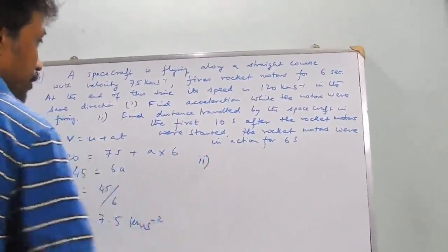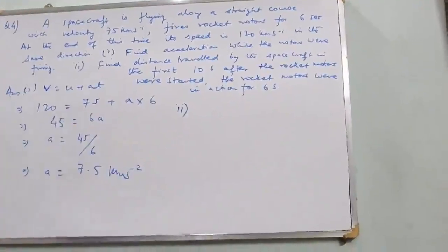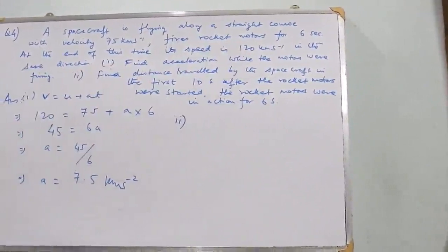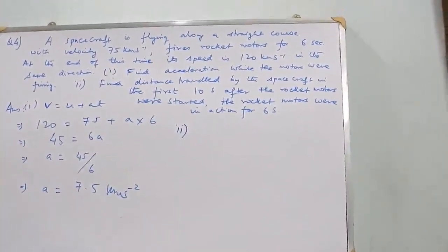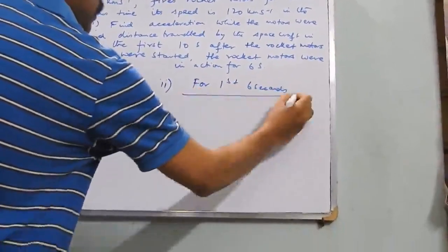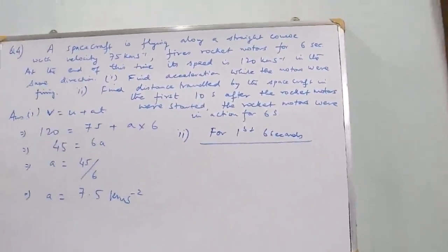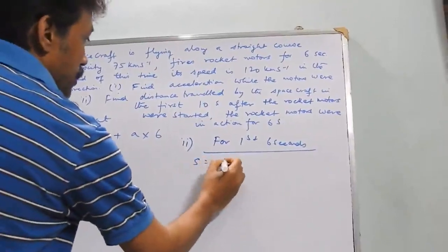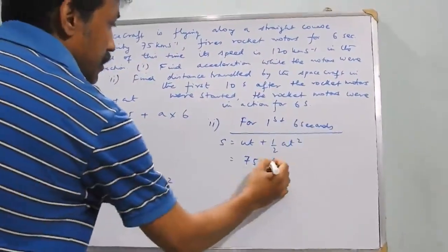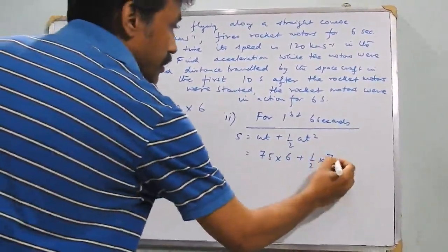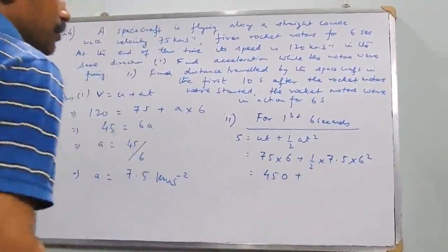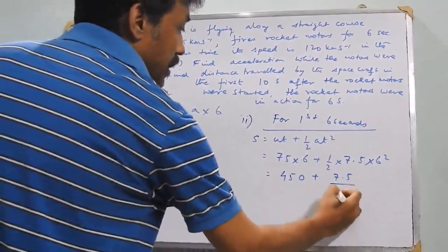So in the second situation, after 6 seconds had completed, the velocity is 120 km per second, as we have already been informed. For the first 6 seconds, the distance can be calculated using s equal to ut plus half at square. Here u is the initial velocity, 75, time is 6 seconds, plus half into a, which we have already calculated as 7.5, into 6 square. So 75 into 6 is 450, plus half into 6 square: 36 by 2 is 18, so this is 7.5 into 18.